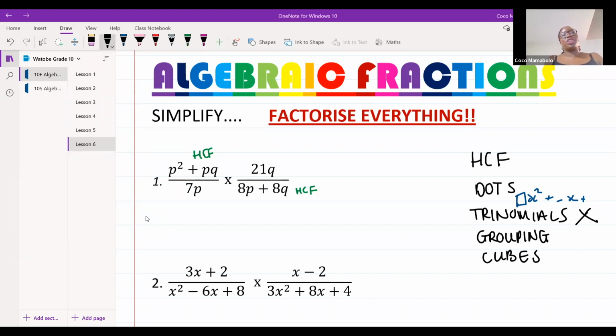All right, let's have a look at this question. Now, I'm going to look at this first expression that we've got over here, p squared plus p cubed.